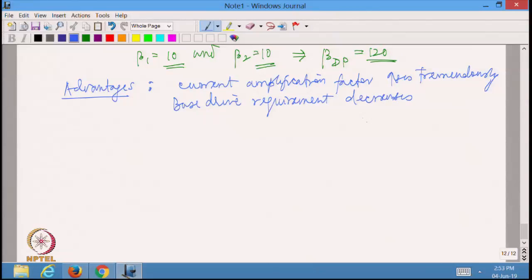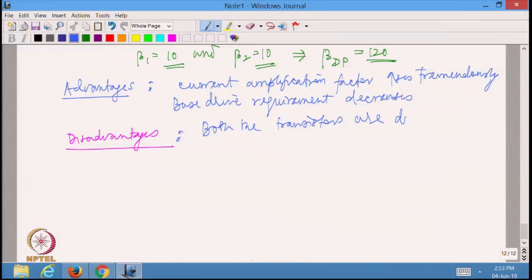Definitely, whenever there is an advantage, there will be a corresponding disadvantage as well. One of the major disadvantages in this particular case is that both the transistors are driven into hard saturation.